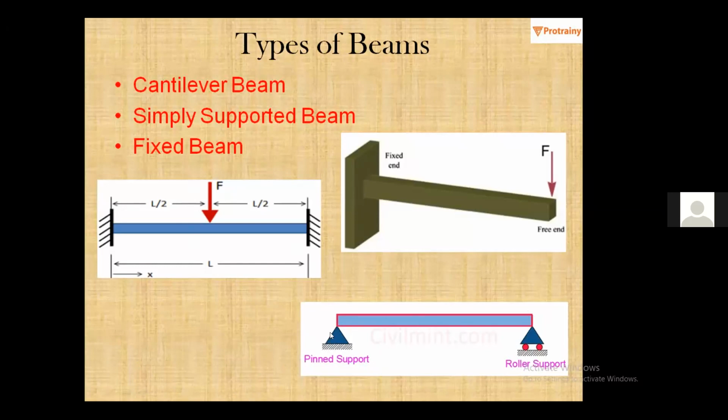Now, as you can see, what is going to happen here? It can rotate, but it cannot translate. At this end, it can rotate as well as it translates. Lastly, we have fixed beams. In fixed beams, on both ends, neither it can translate nor it can rotate. And mostly we have to deal with this particular type of beam, fixed beam, and cantilever as well. Moving on.